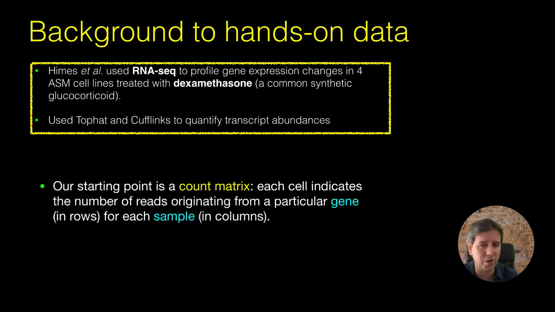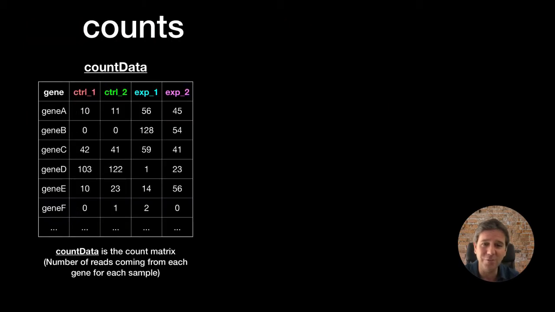Okay, so we're going to start from where we left off last week. We're going to take the output of that TopHat and Cufflinks work. This is this count matrix. Again, this has genes in the rows and samples in the columns, so it looks a little bit like this. This is what we call our count data matrix in the terminology of the tools that we're going to use today. This is the DESeq2 package that we're going to install and use to analyze this data.